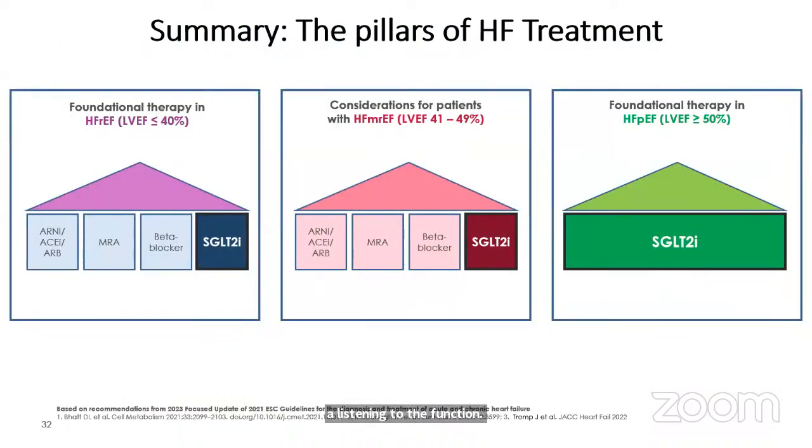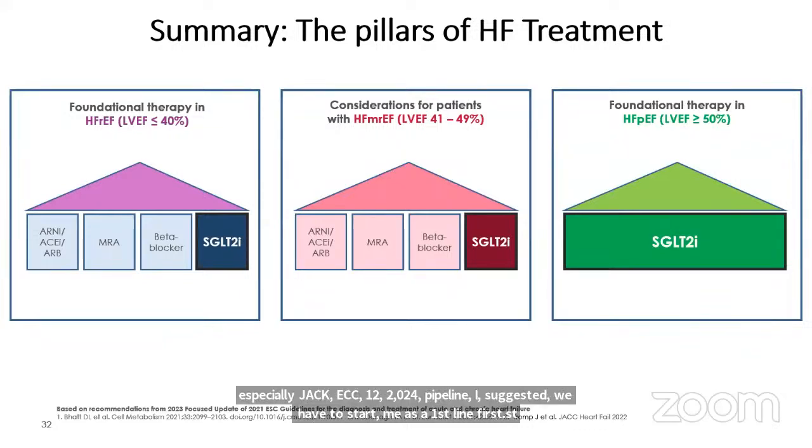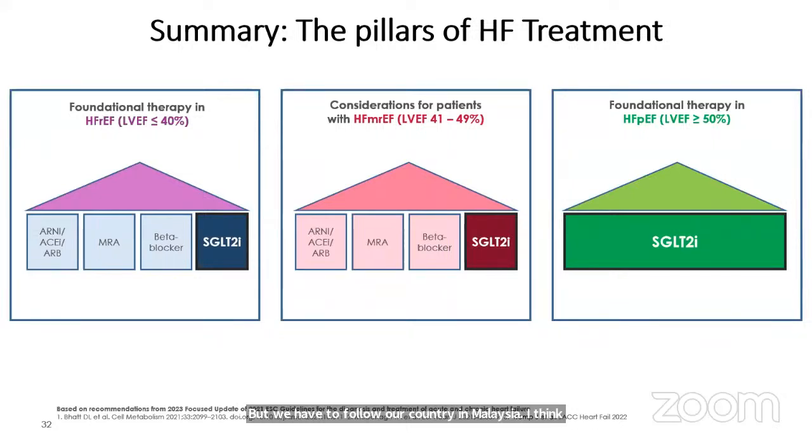So I think it's quite short, but in summary, these are the pillars of heart failure. In heart failure with reduced ejection fraction, it is very, very important to have all these 4 pillars. The JACC 2024 guideline actually suggested we have to start ARNI as first line, but we have to follow our country. In Malaysia, I think in most places we can't get ARNI, so ACE or ARB still plays a role.